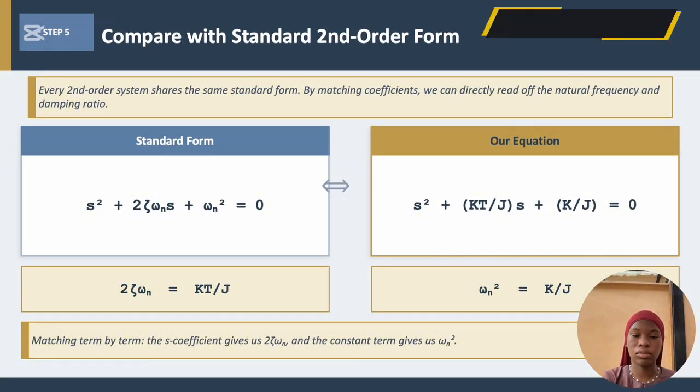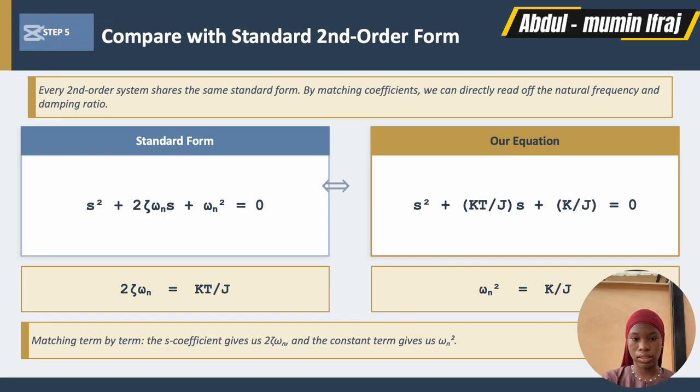Hello, I'm Ifraj, and I'll be talking about the standard form comparison. We divide the equation by J, and we get S squared plus KT over J times S plus K over J equal to 0. For control systems, the standard form of a second order system is S squared plus 2 zeta omega n S plus omega n squared equal to 0. We then compare it with our previous equation. We get 2 zeta omega n equal to KT over J, and omega n squared equal to K over J.